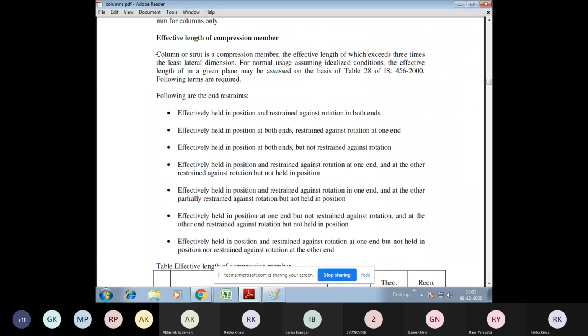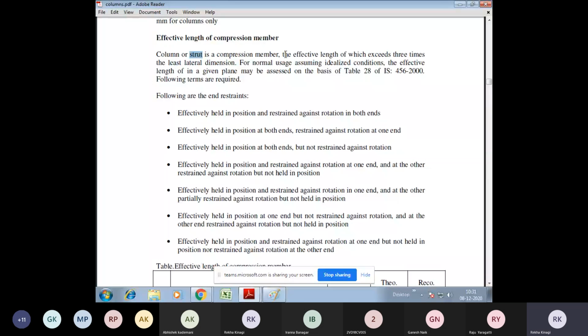Even in the beams, slabs, stairs and all, we have calculated the effective length for which we need to do the design. Here also we need to consider the effective length. So how do we consider the effective length in case of a column? For the column or a strut, a strut is nothing but a compression member. Instead of compression member, we can in short write it as a strut.